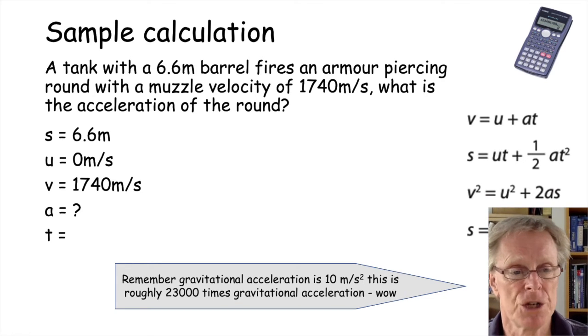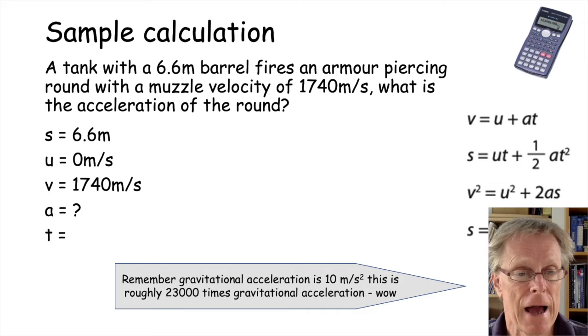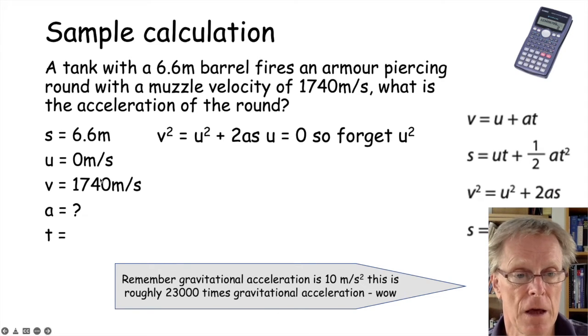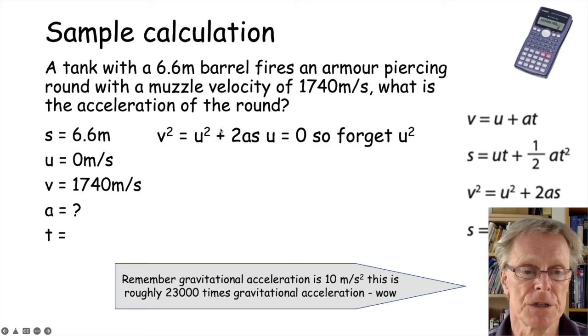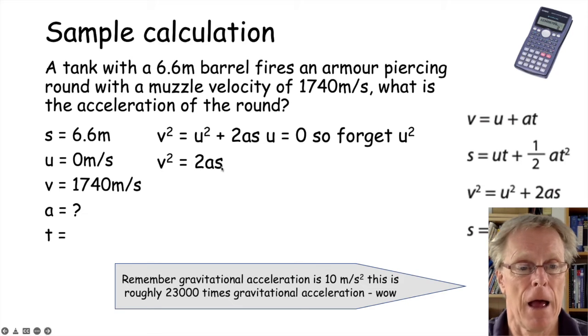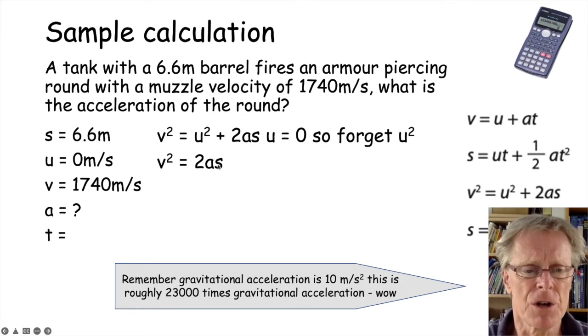So we want to find an equation which has S, U, V and A in it, but not T. From the formula sheet, the only one left is this one here, V squared equals U squared plus 2AS, because we know V, we know U, we know the distance, and we're trying to find the acceleration. Now in this particular case, because the initial velocity is 0, that drops out. That gives us a slightly simpler equation: V squared equals 2AS. And it's the acceleration we want to calculate.